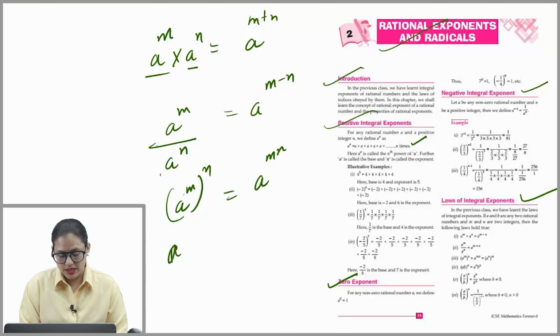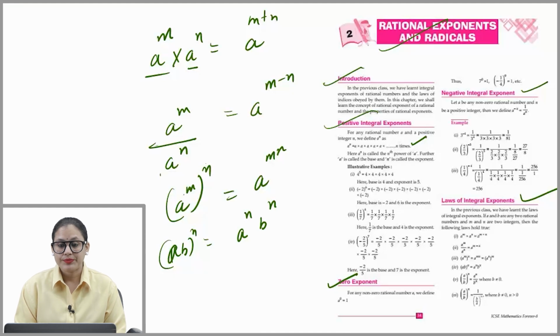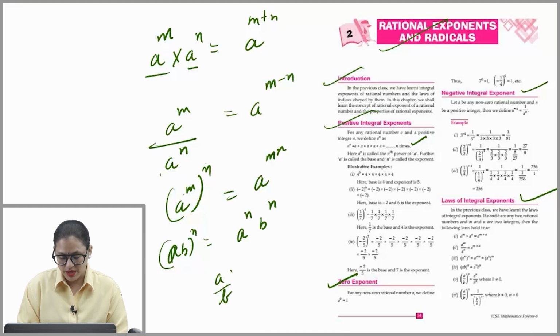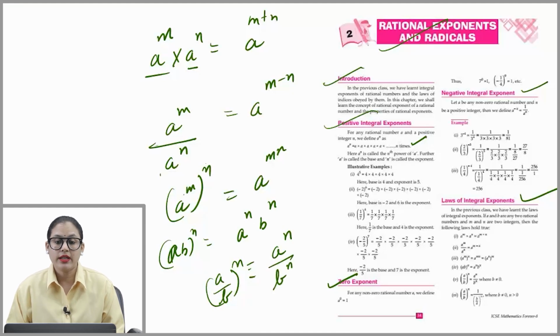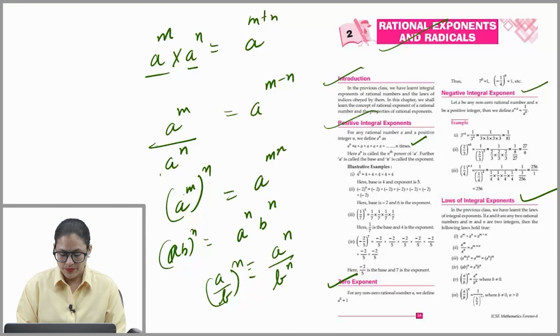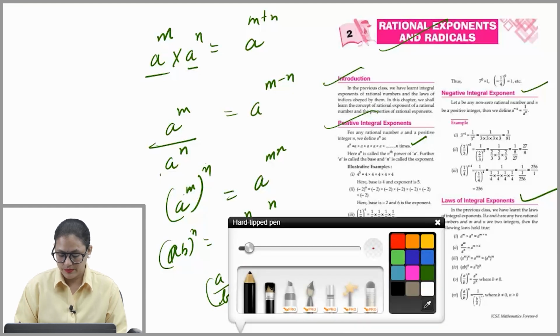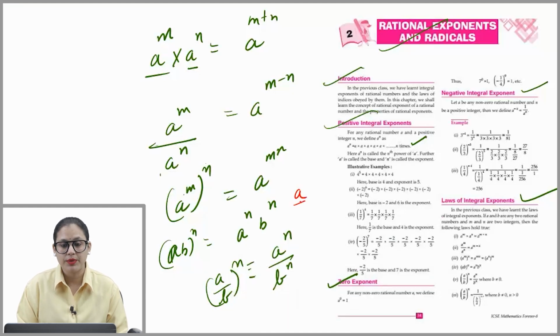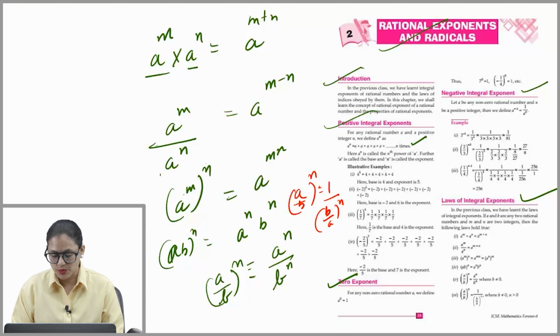Next is ab raised to the power n, that means a raised to the power n into b raised to the power n. And a by b raised to the power n means a raised to the power n upon b raised to the power n, where b is not equal to 0. And a by b raised to the power minus n is equal to b by a raised to the power n, where b is not equal to 0 and n is greater than 0.